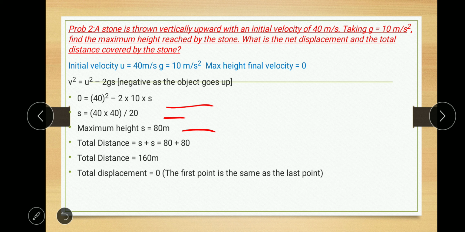So 80 upwards and 80 downwards. Total distance is 80 plus 80, 160. Total displacement is equal to 0, because displacement is the distance between the initial and final positions. Initial and final are the same position, because if you throw a stone upward, it will come downward in the same direction and to the same place, right? So displacement is 0 but distance is 160.